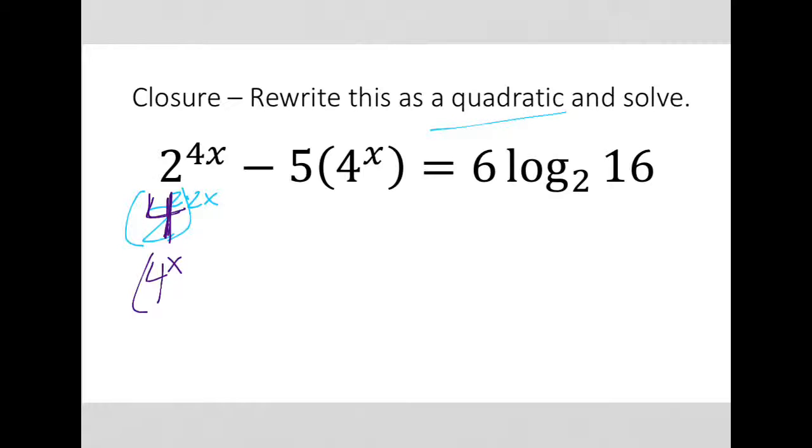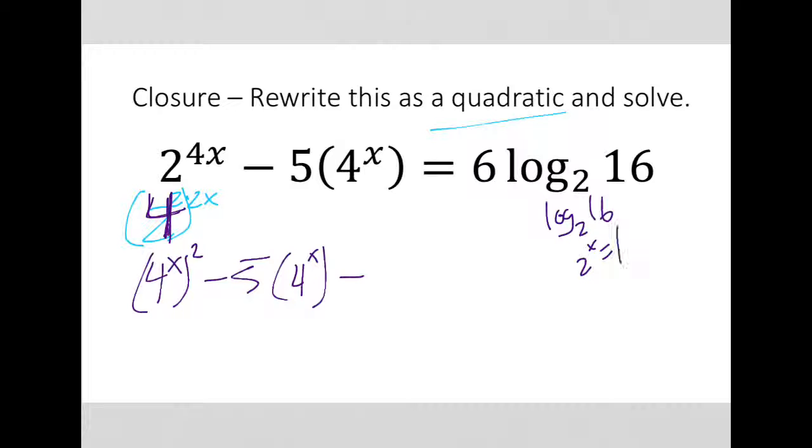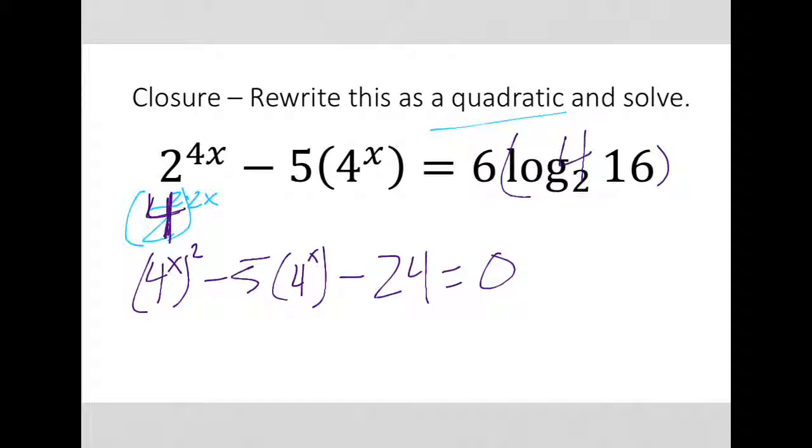and then I could again be fancy and say that this is the same as 4 to the x squared minus 5 times 4 to the x minus 6 times log base 2 of 16, which let's figure out what that actually is. So let's figure out what log base 2 of 16 is. Well, that's saying 2 to what power gives you 16? Well, 2 to the 4th power gives you 16. So that thing right there is really just 4. So I have 6 times 4 is 24. So we're going to get a minus 24 over here, and all that equals 0.